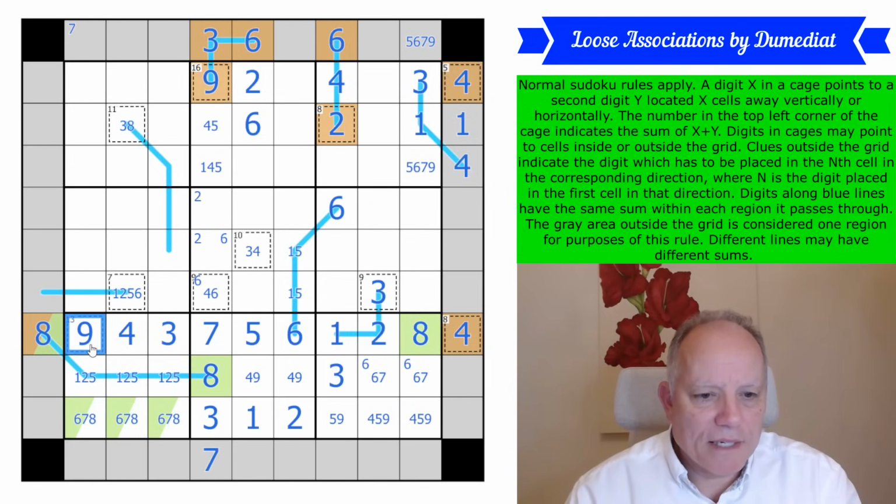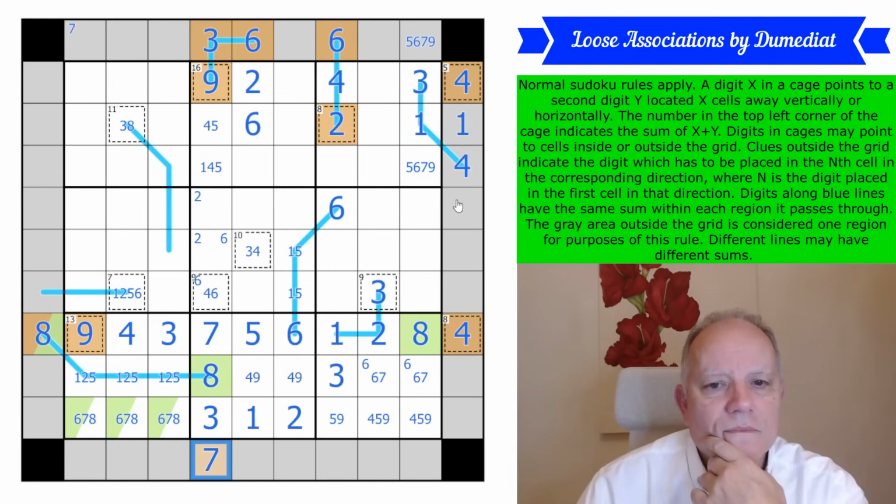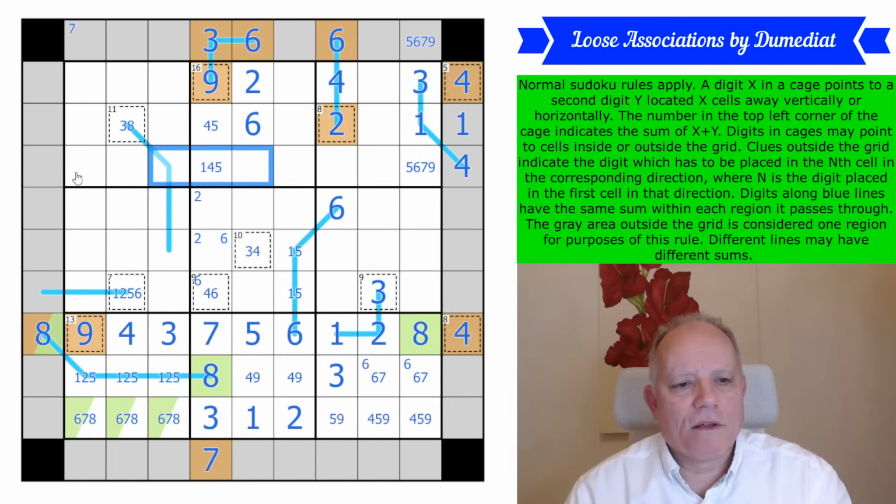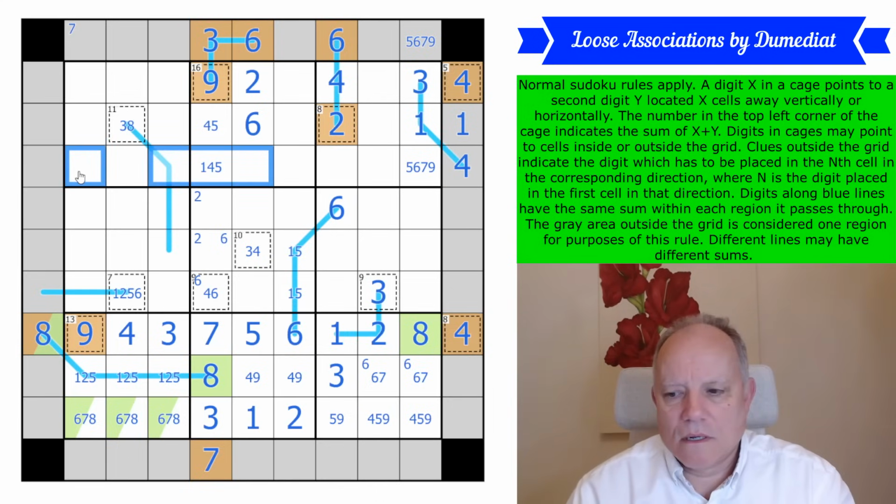Oh, look, that can't be a 3 by Sudoku. Oh, this has been done. No, has it? Yes, it has. Yes, that is done as a clue. And this one is done. That one is not. We're putting 4 in one of those cells.